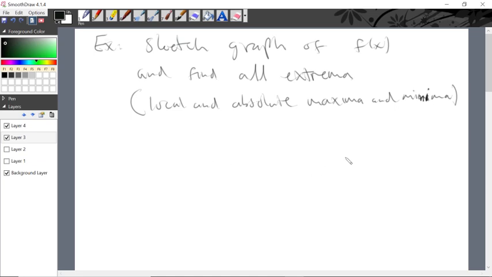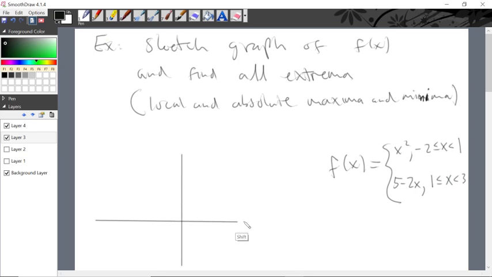I think I could fit this over here, and I can put the graph on the left. So f of x is equal to x squared, from -2, closed there, to x less than 1. Then let's have a linear branch, 5 minus 2x, for 1 less than or equal to x less than 3. All right, let's create a sketch of f of x.